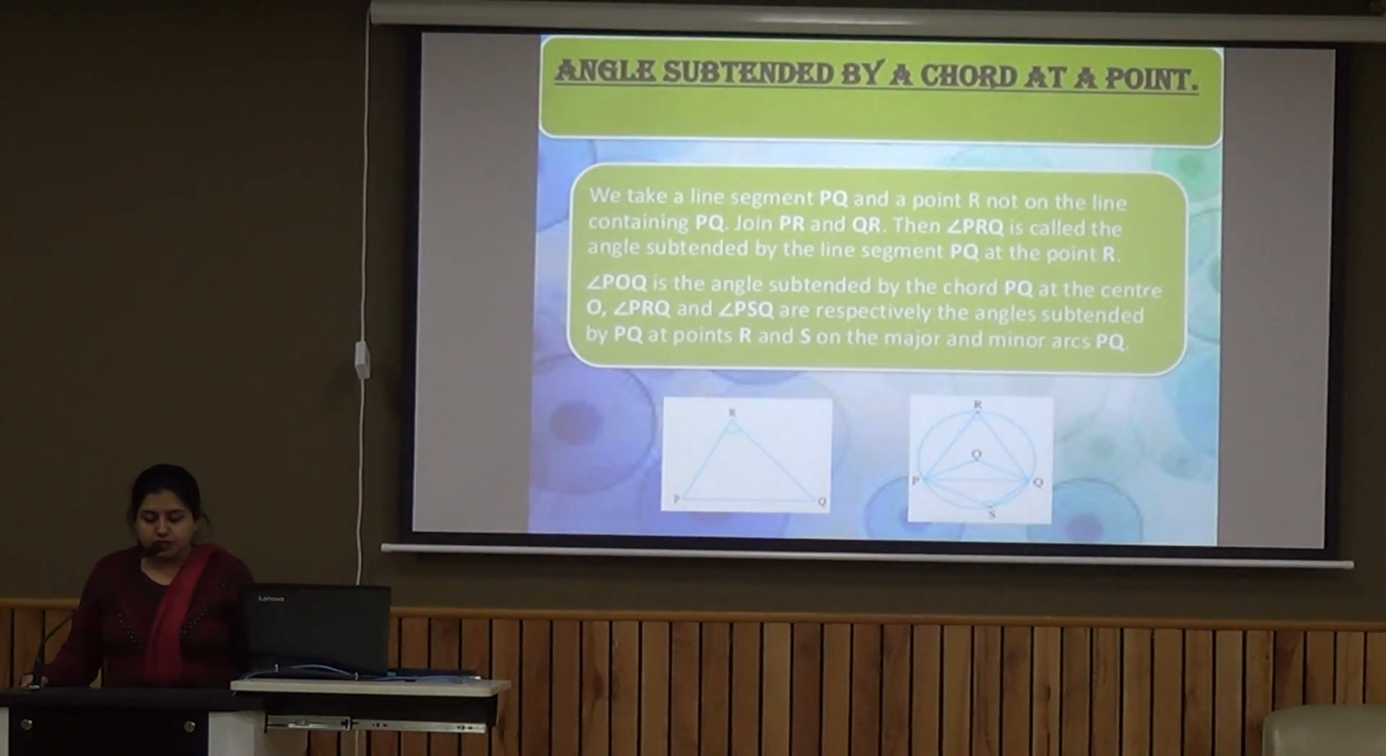Now, angle subtended by a chord at a point. First of all, we take a line segment PQ and a point R not on the line containing PQ. Join PR and QR. Then angle PRQ is called the angle subtended by the line segment PQ at the point R. In the figure, the angle POQ is the angle subtended by the chord PQ at the center O. And angles PRQ and PSQ are respectively the angles subtended by PQ at the points R and S, respectively on the major and the minor arcs.